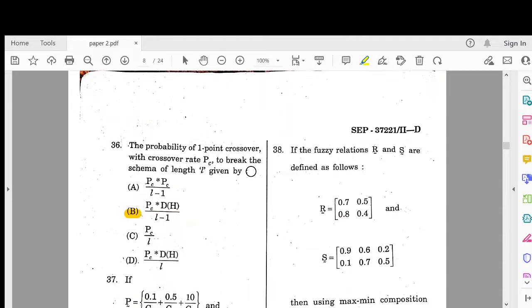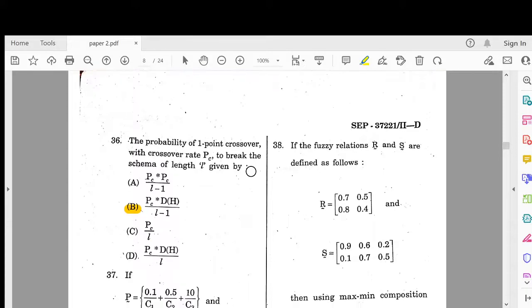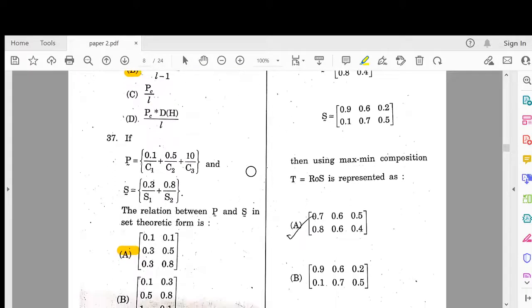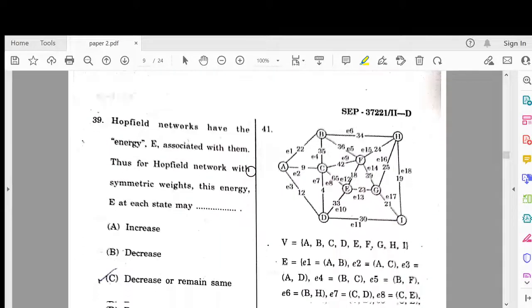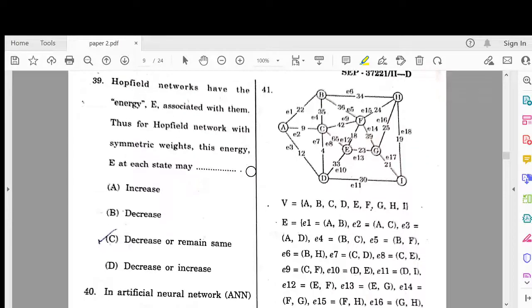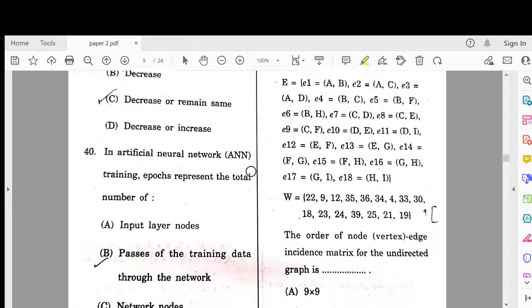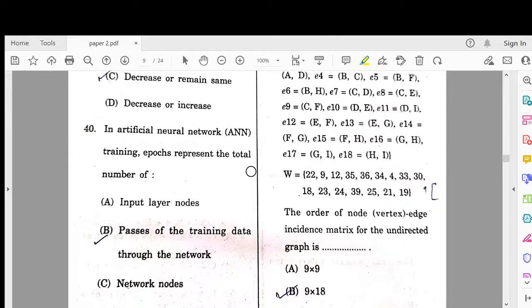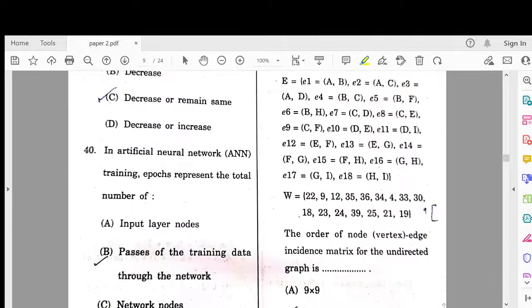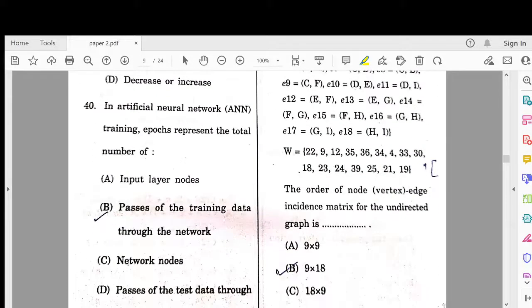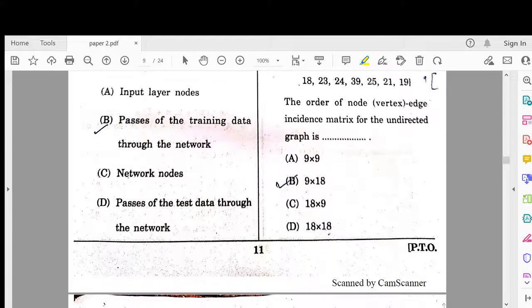Question number 38, we are given the two fuzzy relations R and S and max mean composition is to be calculated. Option A is the correct answer. Question number 39, option C is the correct answer, decrease or remain same. Question number 40, option B, passage of the training data through the network is the answer for 40. Then question number 41, we are given the network. The correct answer is B, 9 by 18.